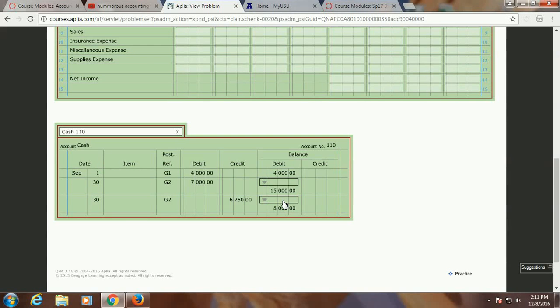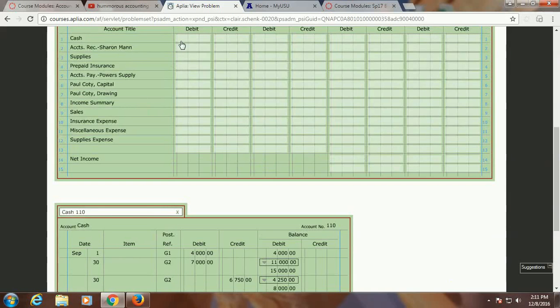So we just add those together, and you should have gotten 11,000, right? Okay, and 11,000 minus 6,750 is not $8,000. It should be 4,250. So that is the correct dollar amount for cash.